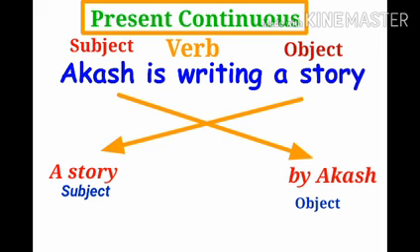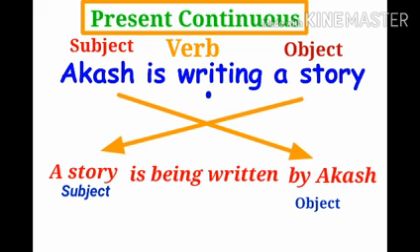So is writing, what is the change that happened? Is writing changes to is being written, B-E-I-N-G. That shows the continuity of the action. Akash is writing a story changes to a story is being written by Akash. So in all the progressive tenses, present continuous or past continuous, we should use being plus V3.